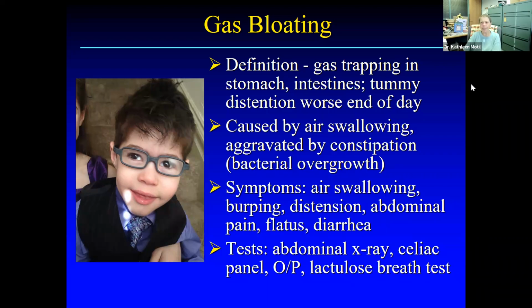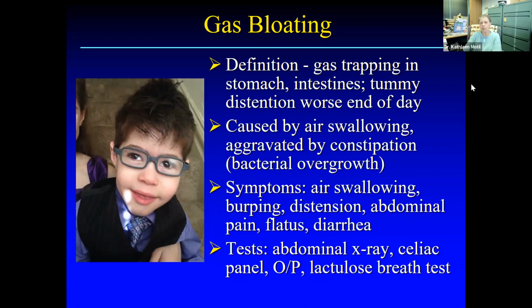The symptoms are basically air swallowing, burping, tummy distension, abdominal pain, passing a lot of gas, and in some instances, diarrhea. We can do simple tests like an abdominal x-ray to look at the pattern of gas bloating. For children who might have celiac disease, they produce a fair bit of gas. We'll do a simple blood test.